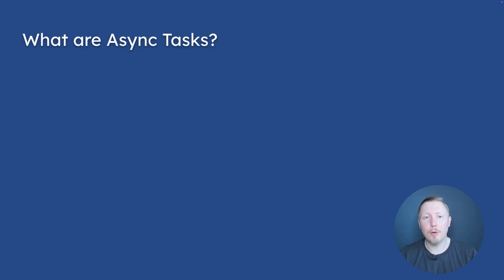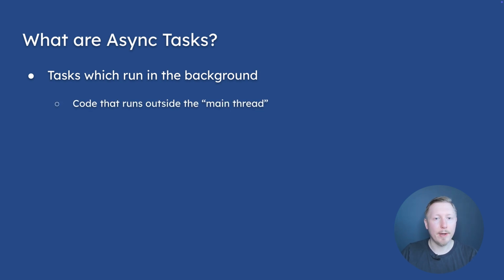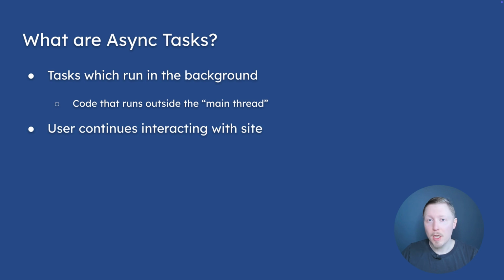So let's start by talking about what async or asynchronous tasks are. It's basically any task that runs in the background of your application. By running in the background, I mean it runs outside the main thread of the application. So for example, in a web application, the user would continue interacting with the site while the task runs in the background, and then maybe they would see something on the screen which indicates that something is processing.